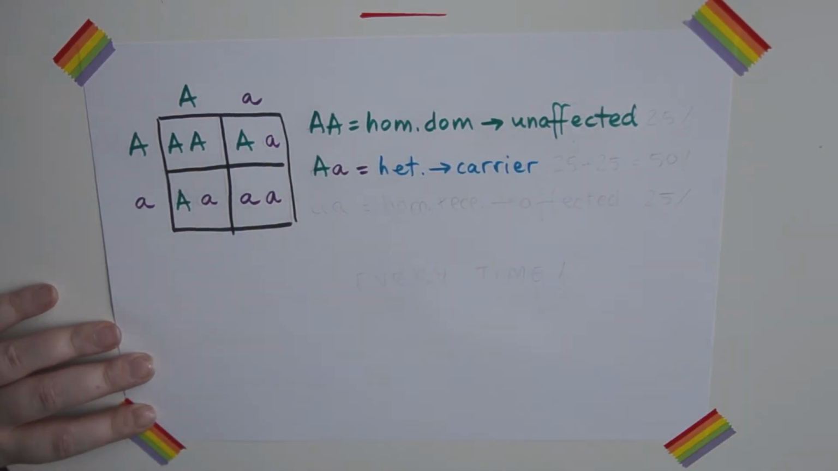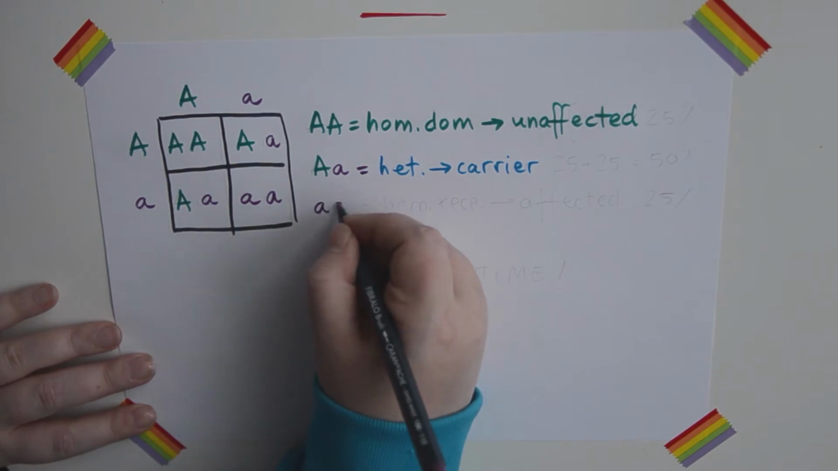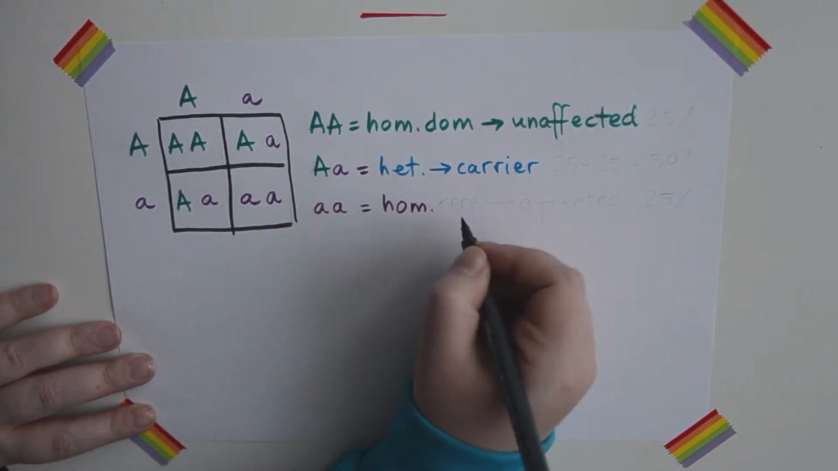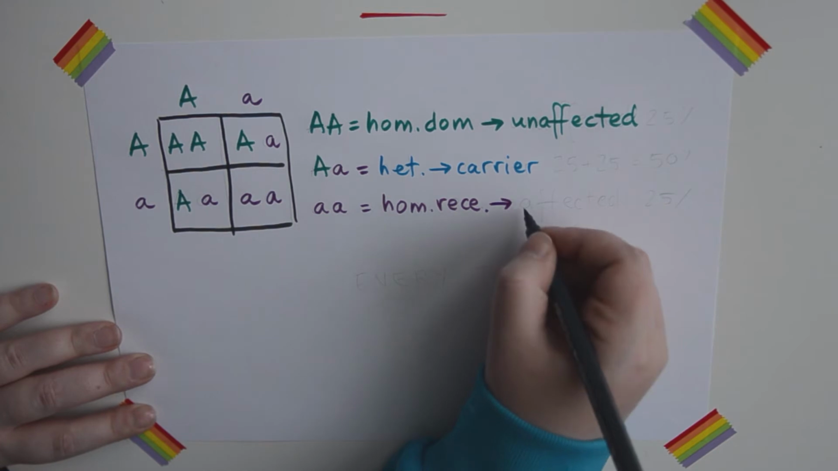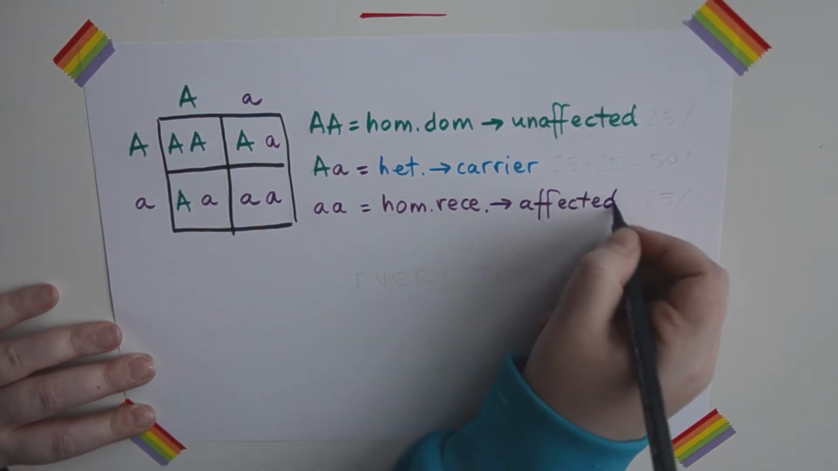Or finally, maybe the child gets one small a from each parent. So now this child is homozygous recessive and is therefore affected and develops disease A.